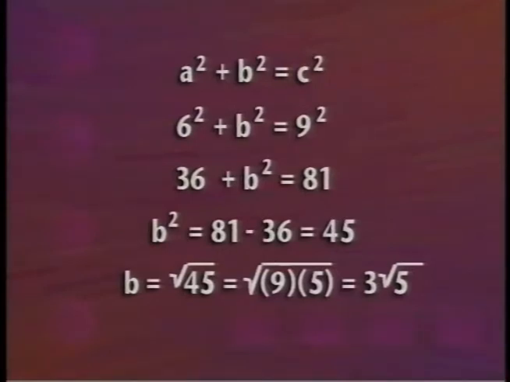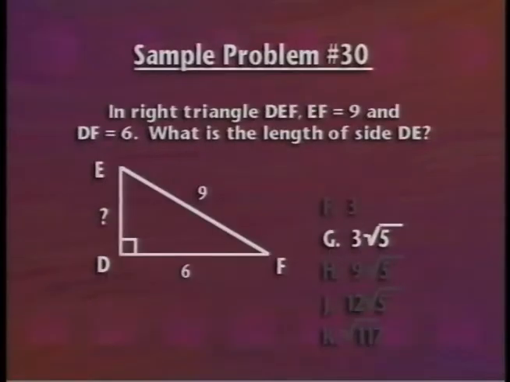Setting up the equation, 6 squared plus b squared equals 9 squared. 36 plus b squared equals 81. Solving for b squared equals 81 minus 36 equals 45. Then solving for b equals the square root of 45, which is the square root of 9 times 5. Taking the square root of 9, we have 3 times the square root of 5. Answer G.